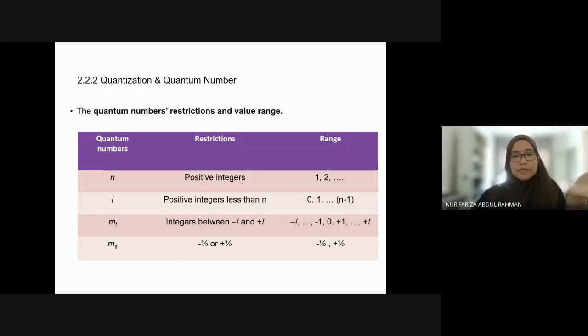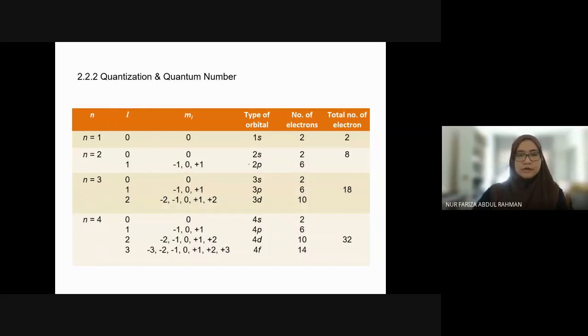So N will be the positive integers. Maybe you can add in that it can also be assigned with shell. You can add in that information, this is just for your reference. It's the same as what we did earlier.